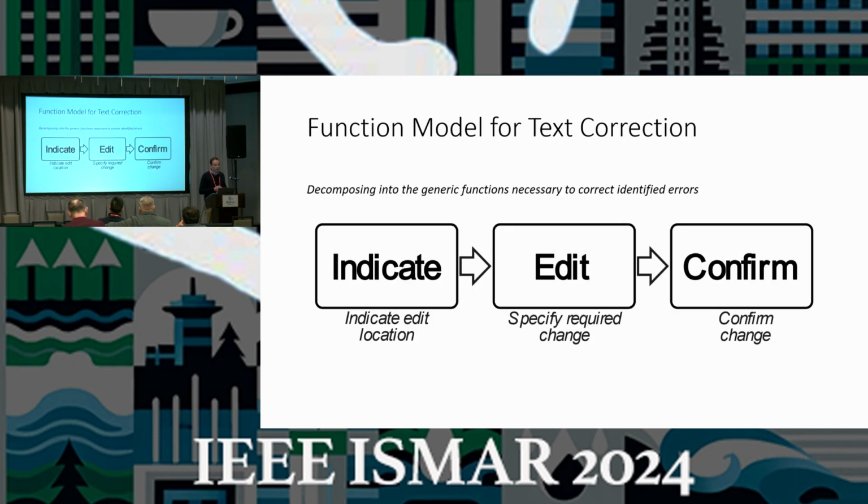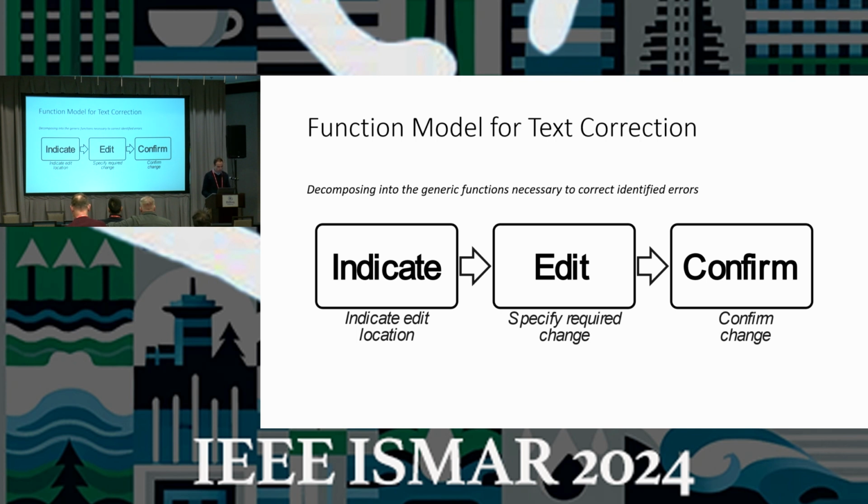So to give some structure to the exploration in this investigation, we decomposed this task of text correction into three main key functions that you need to support. You need to be able to indicate where an error is in a phrase, like which word in the phrase is incorrect. Then you need to perform some sort of action to tell what the correction should be, to change it into the correct form.